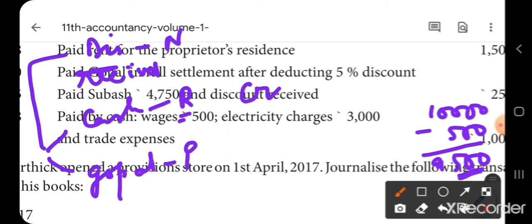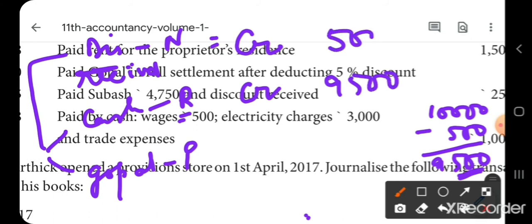So discount received is an income, so you credit all incomes and gains. Now Gopal's account. So here cash, how much you are paying? 9,500, and discount received is 500. Gopal is a personal account. Debit the receiver. Who is the receiver here? Paid Gopal. Gopal is a receiver, so you debit his account.